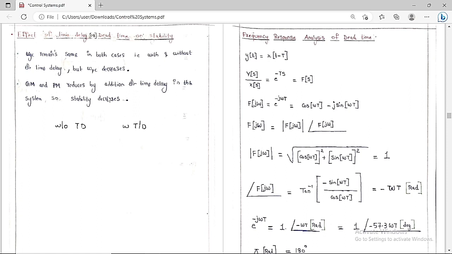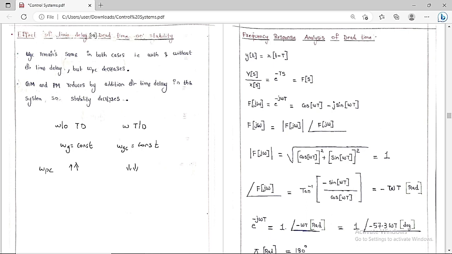So omega GC remains the same in both the cases, that is, with and without time delay. So omega GC is equal to constant. Here it is the same, here also it is the same. Whereas omega PC decreases. When you compare, here omega PC is somewhat higher, and here it is somewhat lesser. So with the time delay, omega PC is going to decrease when compared with the case without time delay.